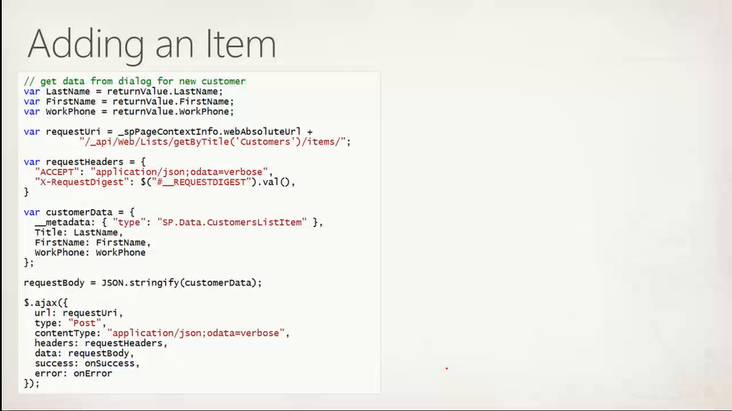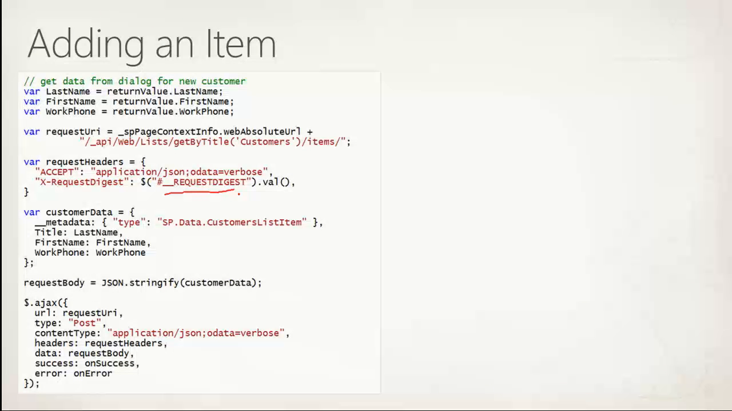Next, I have to deal with the request headers. So I set my accept header. And second, I have to include a special header, which is X-RequestDigest. If I look over here, there is a control that the standard master pages add, which is #__REQUESTDIGEST. The pound sign on the front of that is just the jQuery way to grab an HTML element by its ID. And then I just call val on that and set it to the digest property inside there.